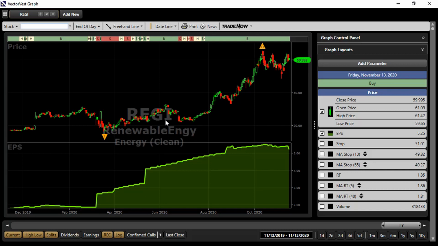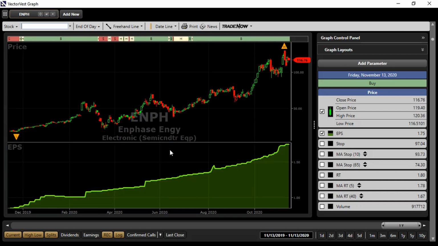I want to look for smooth graphs going from the bottom left to the top right, and I want to look at the earnings per share. Let's go to the next stock. Wow. ENPH. Enphase is a stock that's been making the news for a long time, but look at the equity curve. Bottom left, top right, not a lot of pullbacks, but there are some. That happens. But look at the steady rise of earnings per share. Let's move on to the next stock.